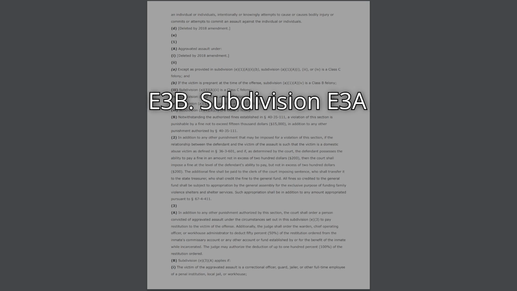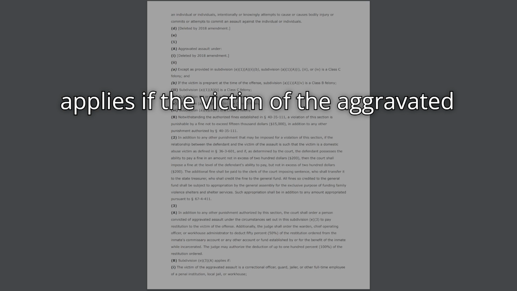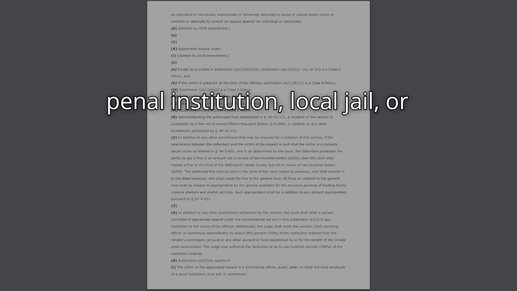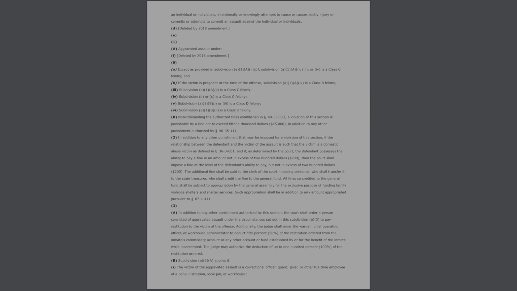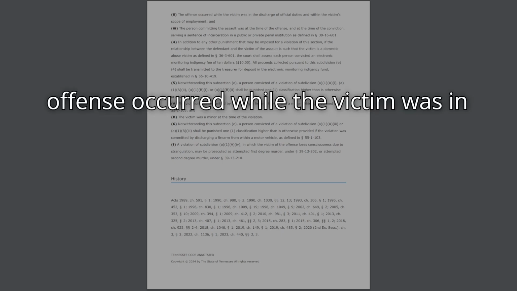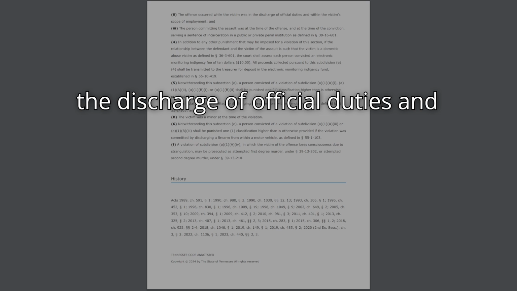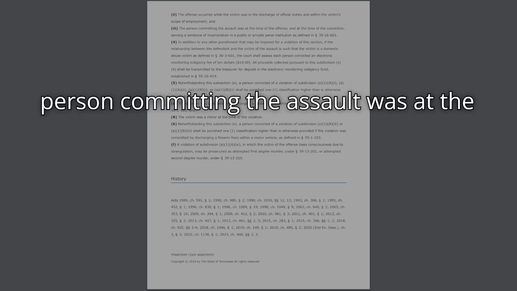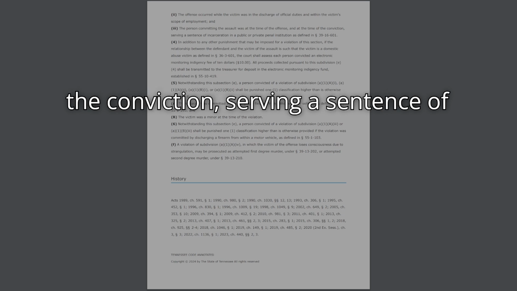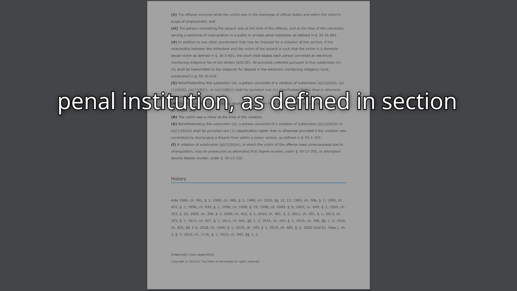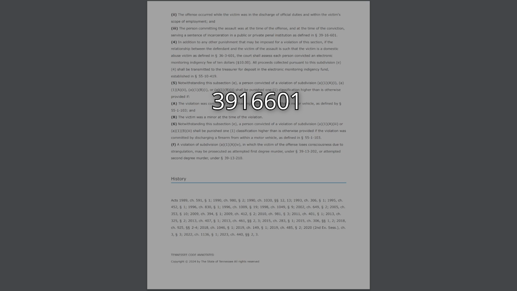E(3)(B)(1). Subdivision E(3)(A) applies if the victim of the aggravated assault is a correctional officer, guard, jailer, or other full-time employee of a penal institution, local jail, or workhouse. E(3)(B)(2). The offense occurred while the victim was in the discharge of official duties and within the victim's scope of employment. And E(3)(B)(3). The person committing the assault was at the time of the offense and at the time of the conviction serving a sentence of incarceration in a public or private penal institution as defined in Section 39-16-601.